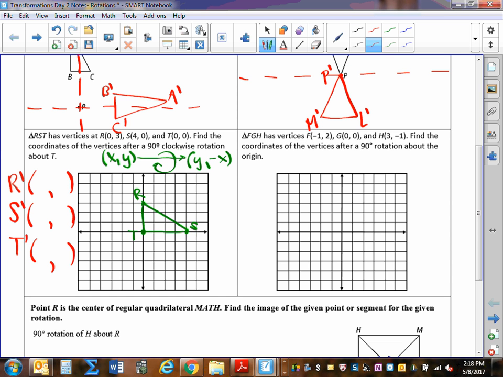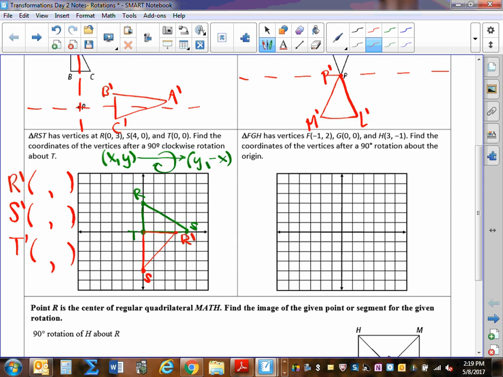So if I do this visually, this tower, 3 high, falls over, and so now it's 3 wide here. It's on my axis, so when it turns, it stays on the axis. Now S here is 4 across, so when I rotate 90 degrees, it goes 4 down. And T, well, it stays put. It's on the origin. So this whole triangle got turned.